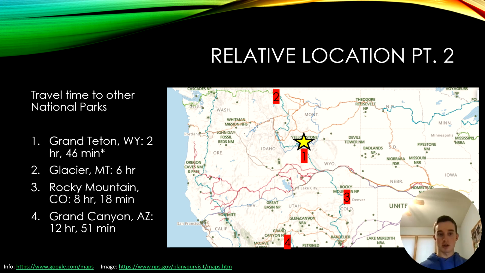Part 2 of relative location. This map shows the travel time between Yellowstone and other national parks on the west side of the US. From Yellowstone to Grand Teton, it's 2 hours and 46 minutes. However, this time is a little bit longer than normal because the main route between Yellowstone and Grand Teton is actually closed for the season. And then the times increase when you drive to Glacier in Montana, Rocky Mountain in Colorado, and Grand Canyon, Arizona.